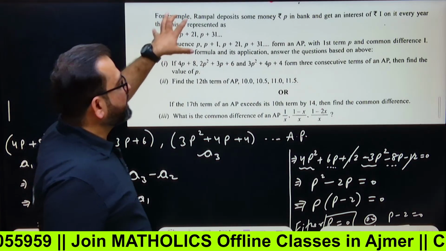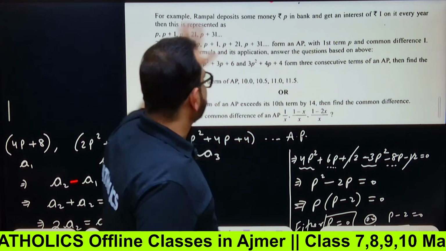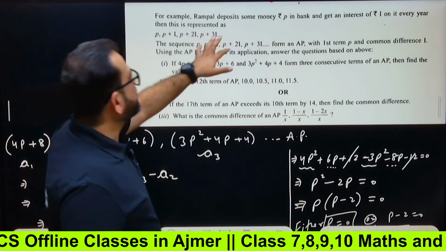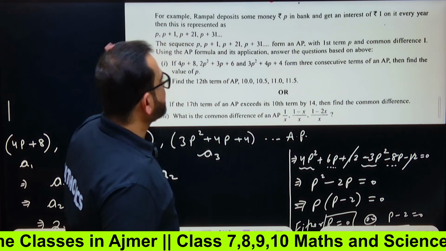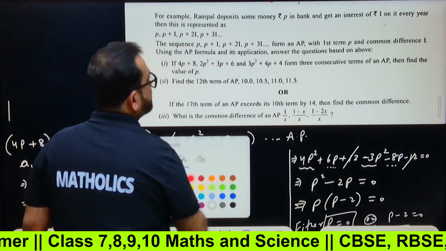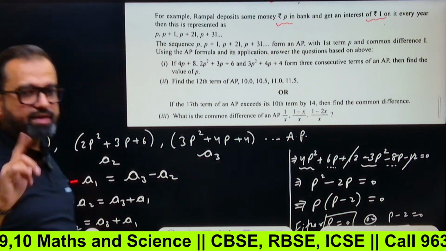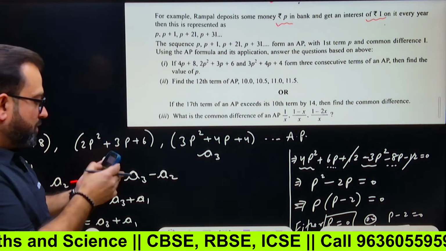It is given, for example, Rampal deposits some money P in a bank and gets interest of ₹I on it every year. Then this is represented as P. Another one will be P plus I. Another one will be P plus 2I. Okay, it is I. This is money and this is interest of rupee I. It is not 1, it is I. Now, what does this say?